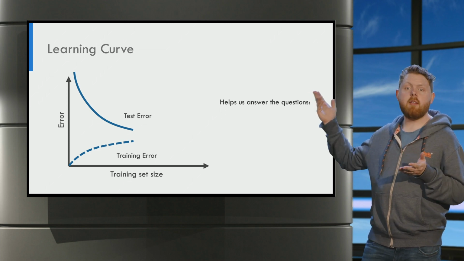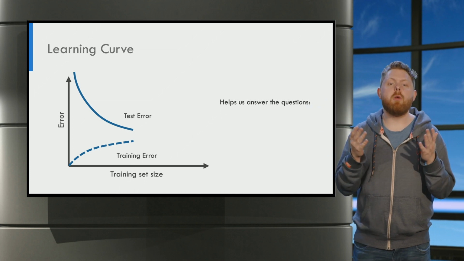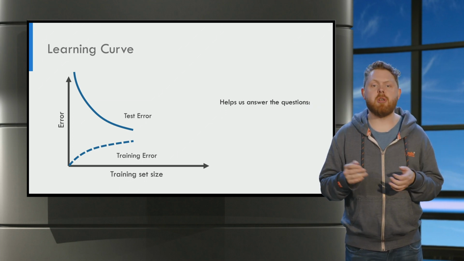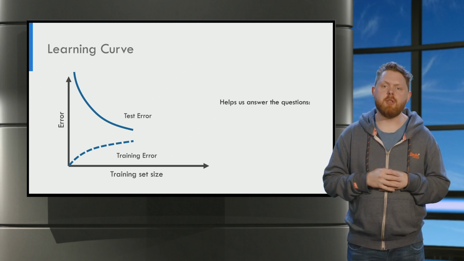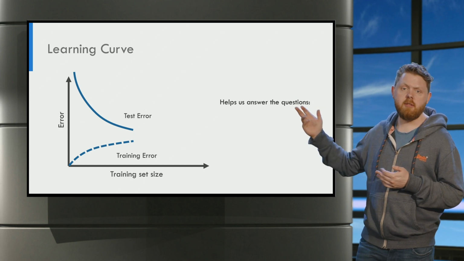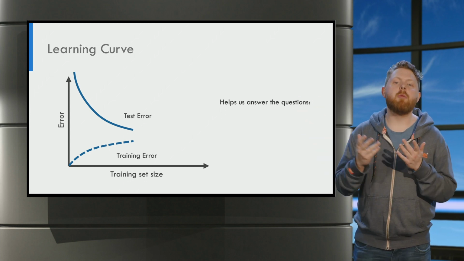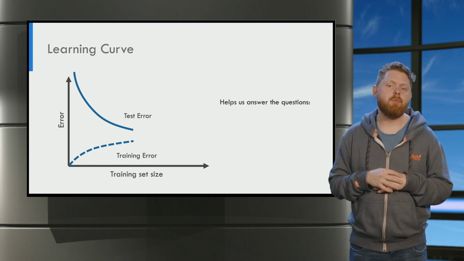On the y-axis of the learning curve, we have the performance. For this example, we use the error rate as performance measure. Remember, the lower the error, the better the performance. On the x-axis, we have the training set size. Usually, we plot both the test error and the training error together in one curve.